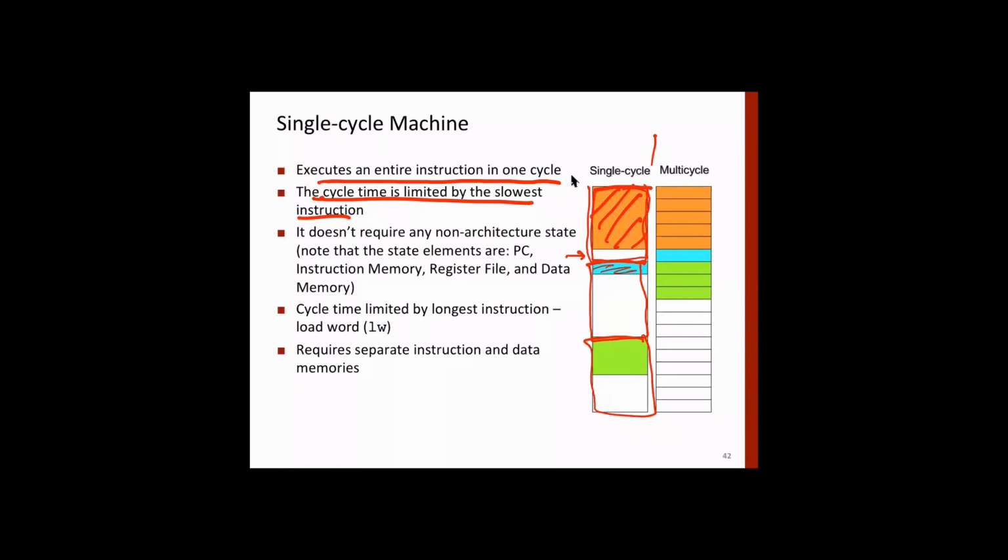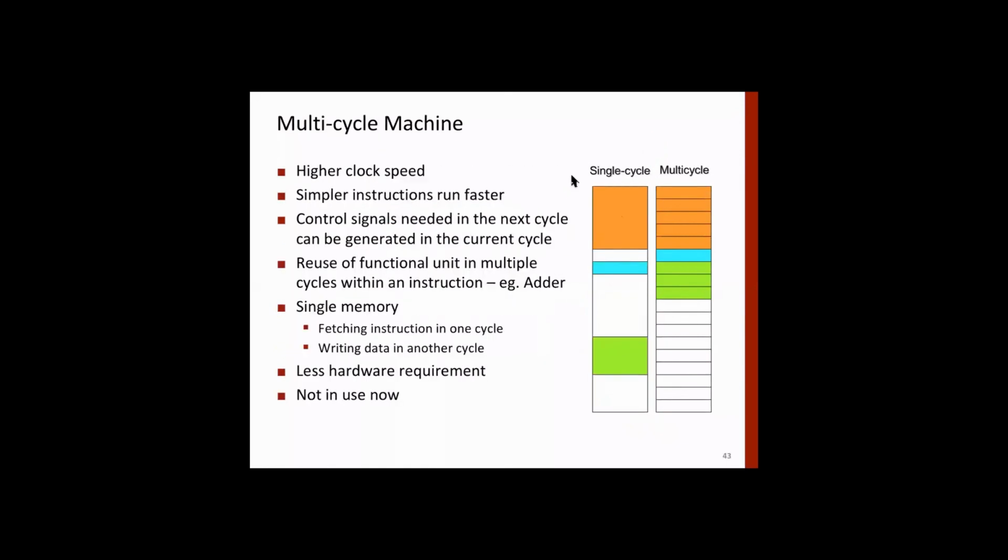In multi-cycle design, what we do is create small cycles, so the clock speed can be faster, and an instruction will take multiple cycles to execute. One instruction takes this much time and finishes, then the second instruction can start, which takes just one small cycle, and then we can execute the third instruction, and so on.